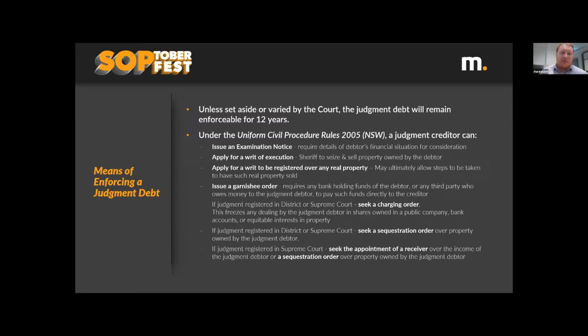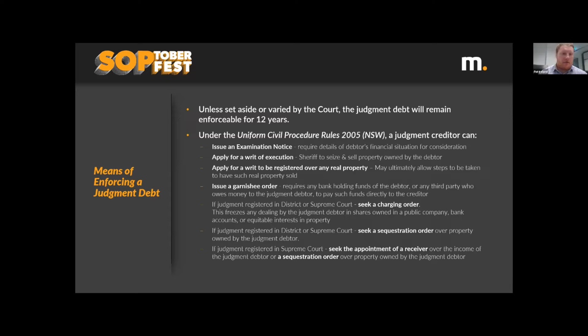is to issue an examination notice, which provides a period in which the respondent will have to front up and provide a bunch of financial information, which essentially gives you an idea of if they've got any money lying around and where might be the best place to go to chase that money.